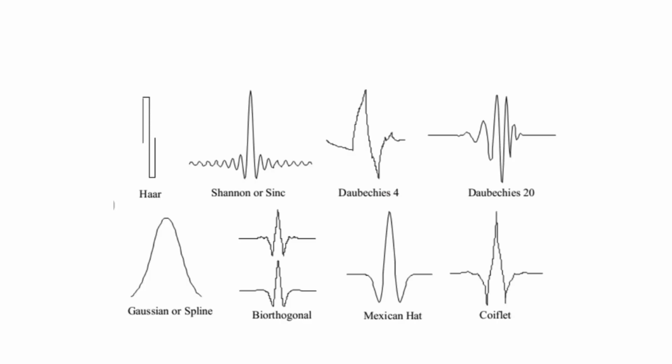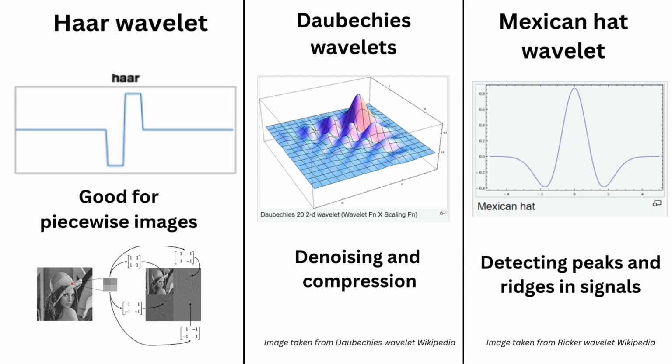Now that we know these two requirements, let me show you the different types of wavelets used for signal processing. Some of the most common wavelets include the Haar wavelet, which is ideal for piecewise constant data like images.